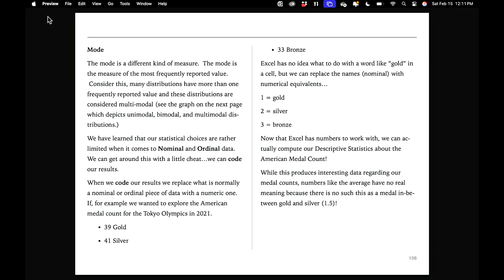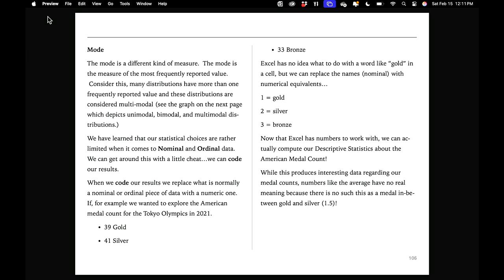The quiz asks you to look at the medal count. Now the U.S. medal count, and do some statistics on that. That is actually on page 106 here. It's hidden a little bit. On 106, I wanted to point this out. If you look on the left side here, this is the Tokyo Olympics 2021. I promise I'll update this to the Paris Olympics or maybe even another one. 39 golds, 41 silver, and 33 bronze.